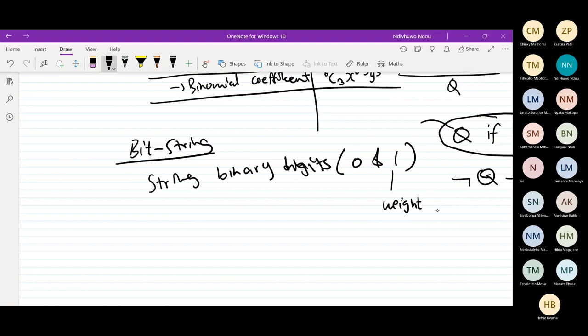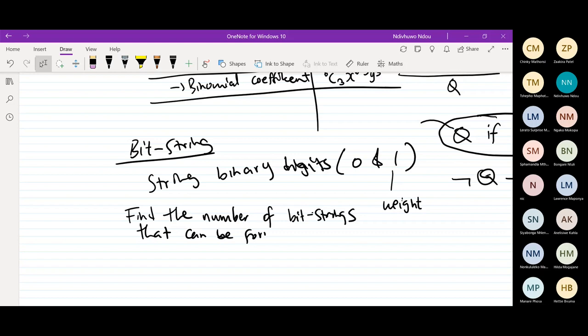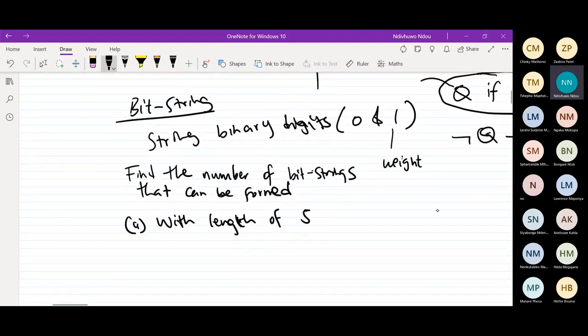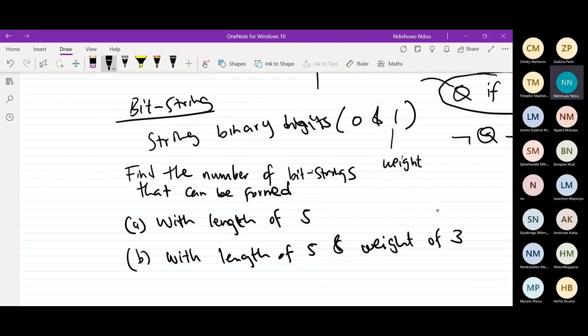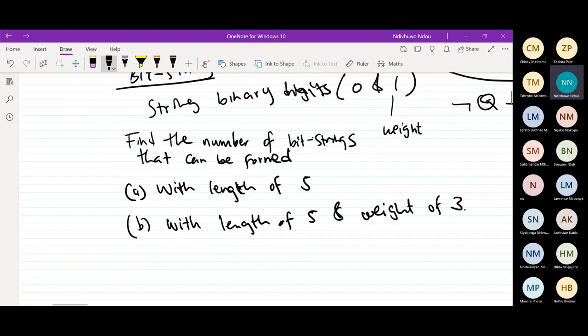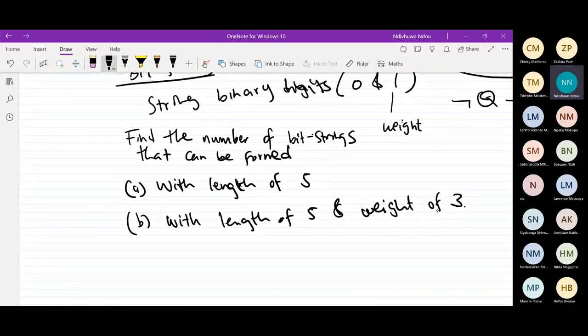bit strings, I'm just taking this from the quiz: find the number of bit strings that can be formed with length 5 and weight 3. Something like that. So this one is just find the number of bit strings that can be formed.